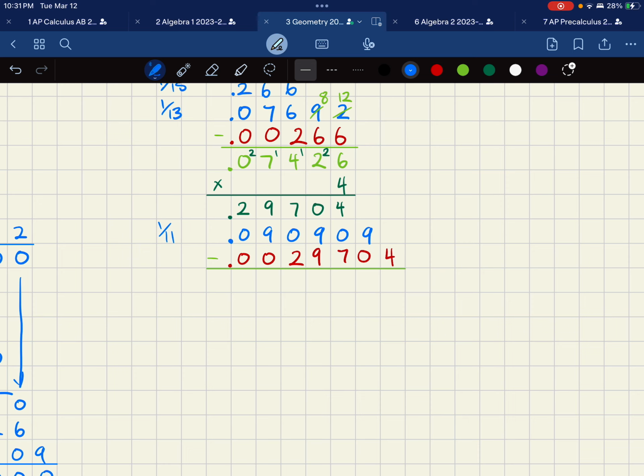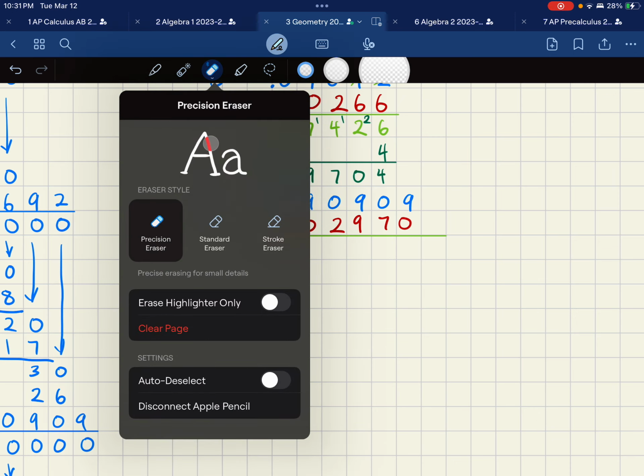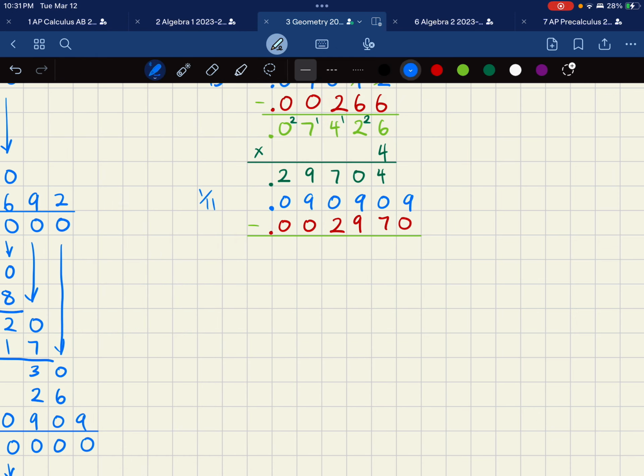0.090909. And it's going to be points when I subtract 704. And that's okay. So let's go ahead and do our subtraction. I'm going to round this number because I don't really need that 4. So I'm deciding, should 0 be rounded? The answer is yes. We always round here. I'm going to delete that and go to our precision eraser and erase that bar a little bit.